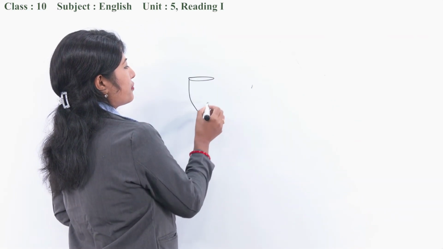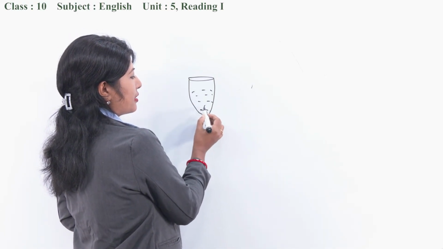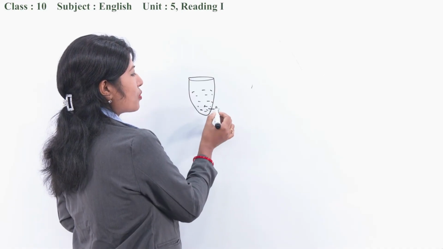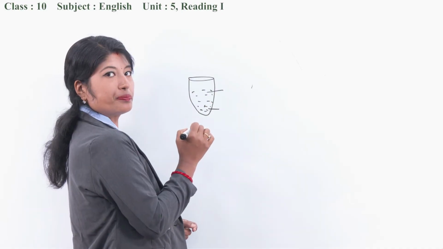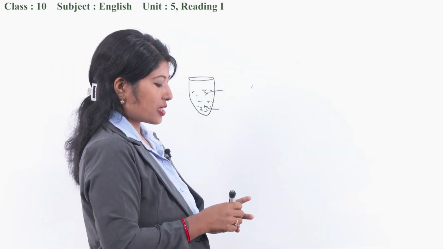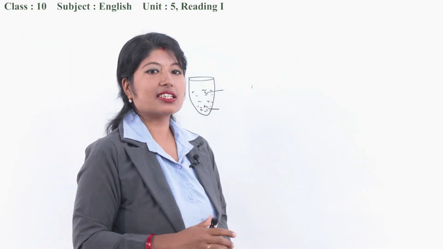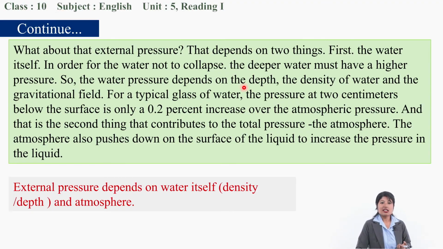If we have a glass of water like this, the pressure here at the bottom is more than at the top of the glass, right? Because this pressure is due to the volume of water as well as gravity. The next thing is gravity, the density of water and the gravitational field. The pressure depends on those. For a glass of water, the pressure 2 centimeters below the surface is 0.2.